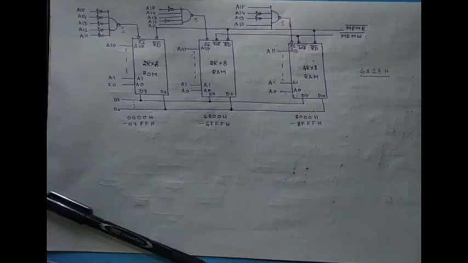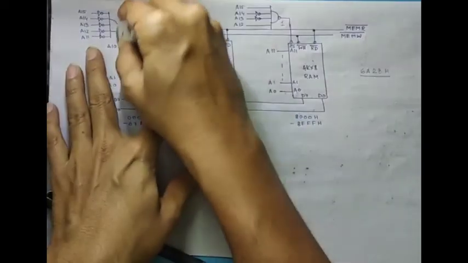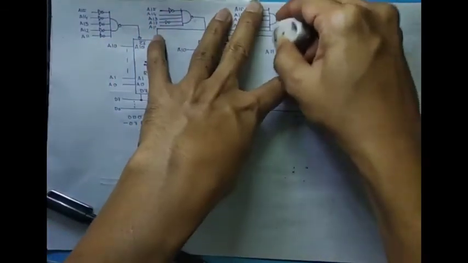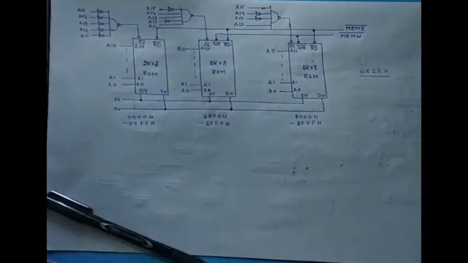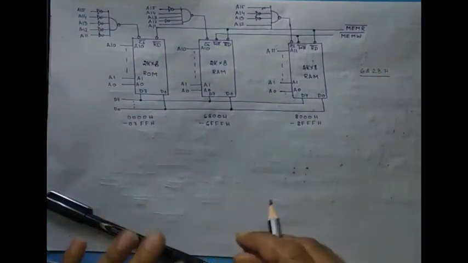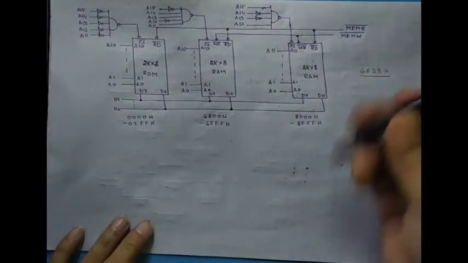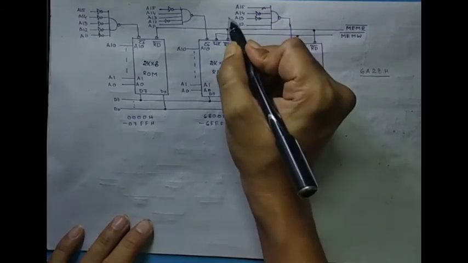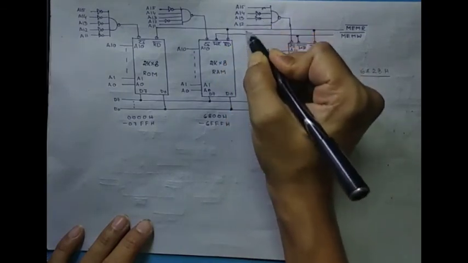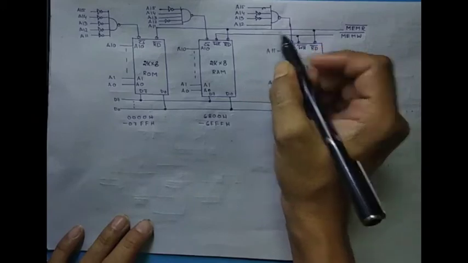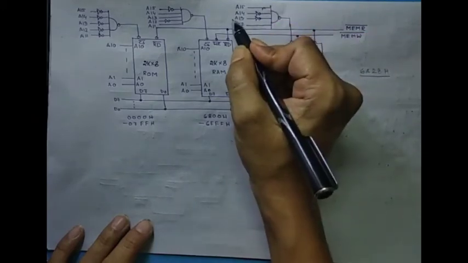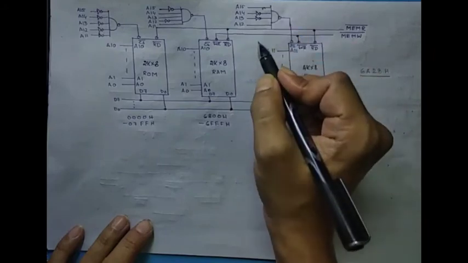The next thing that I want to discuss is what happens if I leave, say for this RAM device, one of the higher address lines which has been decoded to generate the chip select signal out of my circuit.